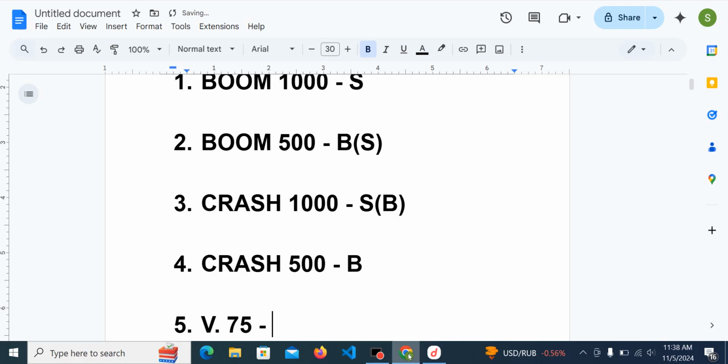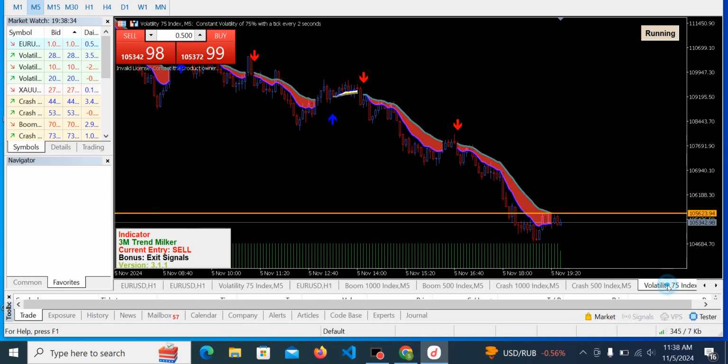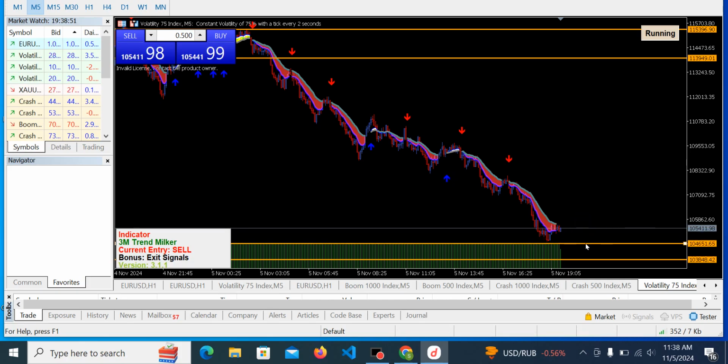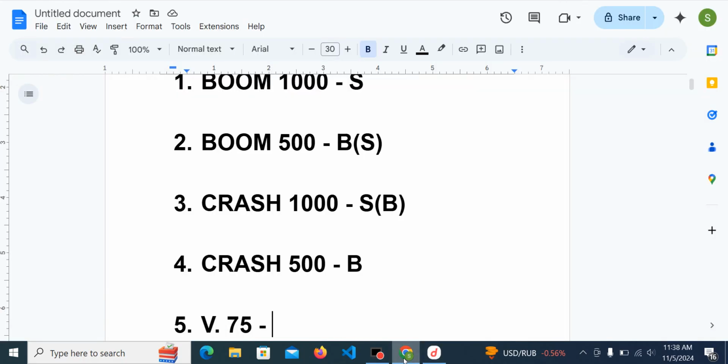Okay, next asset is going to be Volatility 75. Let's check it out together. Okay, so this is Volatility 75. It actually started a downtrend right from this resistance zone. You can see this downtrend signal and of course the sell signal. It started selling right from there and of course it is still selling at the moment, even though it is very close to this support zone. If it breaks out below it, then definitely it will keep on selling. If it does not, it will go back on a buy trend, but for now this is still selling, so we should watch out for that.